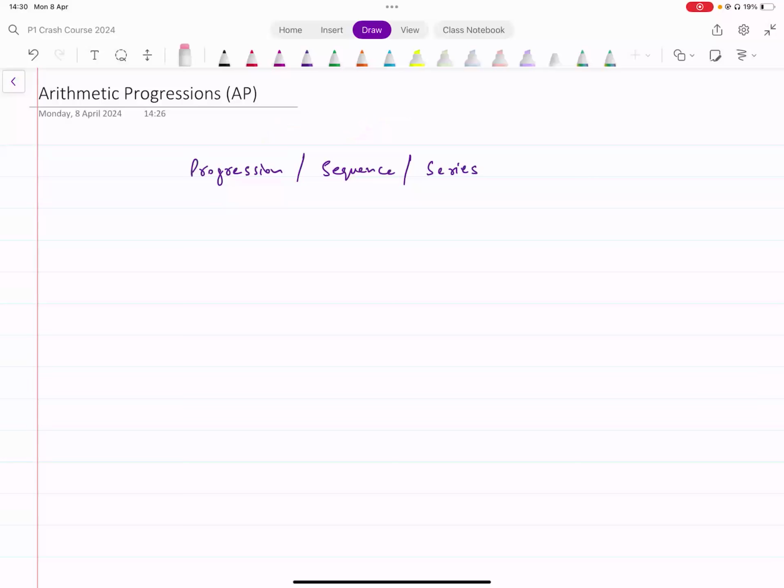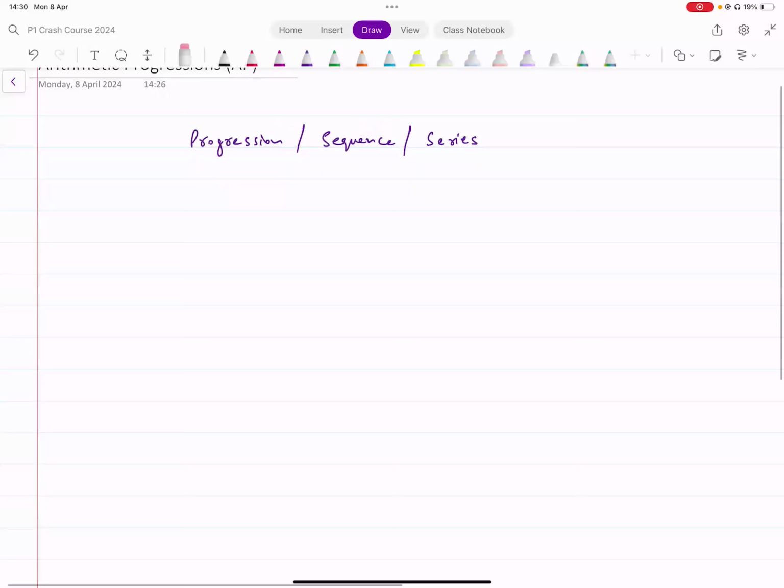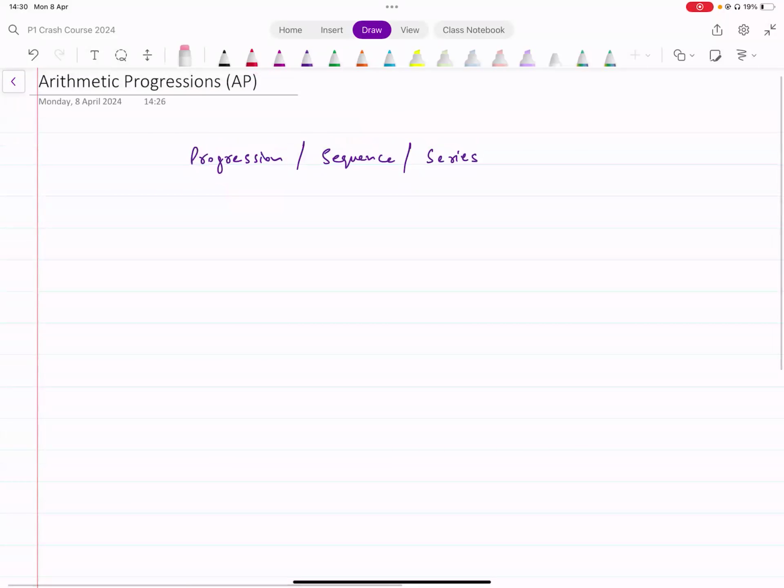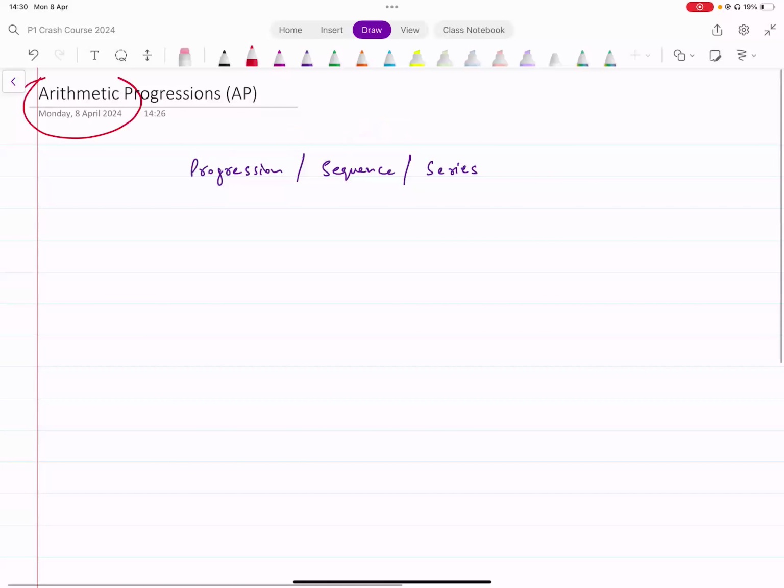So somebody might be calling this an arithmetic progression, arithmetic sequence, arithmetic series. All of these terminologies for our purposes, they're going to mean the same thing. It's a sequence of numbers that follows some pattern, okay? Now let's start with arithmetic progression, first of all. Now, what are arithmetic progressions?